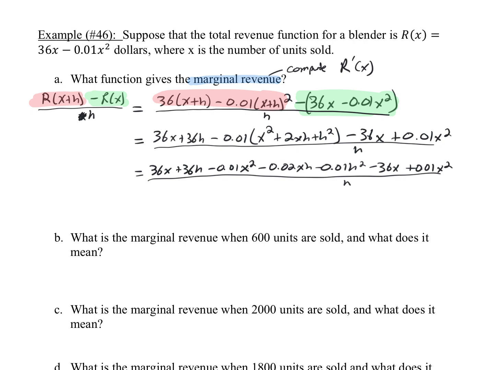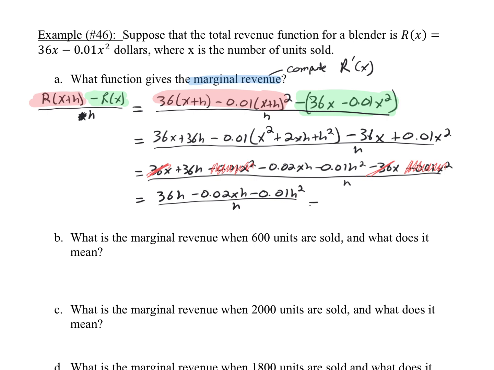Now what we're expecting to happen is we're expecting a lot of stuff to reduce. We're going to scan through the problem. I see a positive 0.01x squared and a negative 0.01x squared. I see a minus 36x and a positive 36x. Everything else that has not reduced all has an h in it, which is really good for us. So let's go ahead and write this down. We have 36h minus 0.02xh minus 0.01h squared. That's currently all over h.